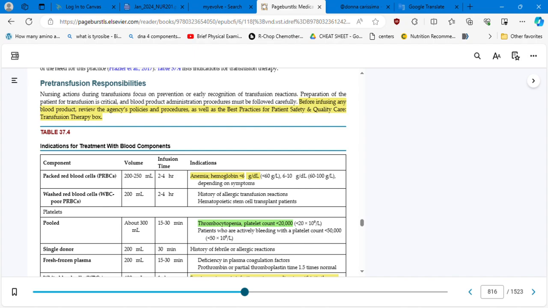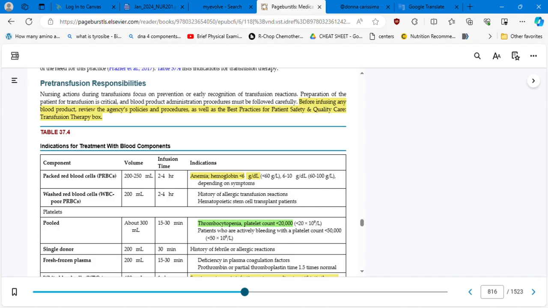Responsibilities: before infusing any blood product, review the agency policies and procedures as well as the best practice. And I would say the most important is to start with informed consent, right? And then you have to let the patient know specifically why and how this is going to be performed, and the consequences and maybe the possible side effects. That is included in the informed consent.